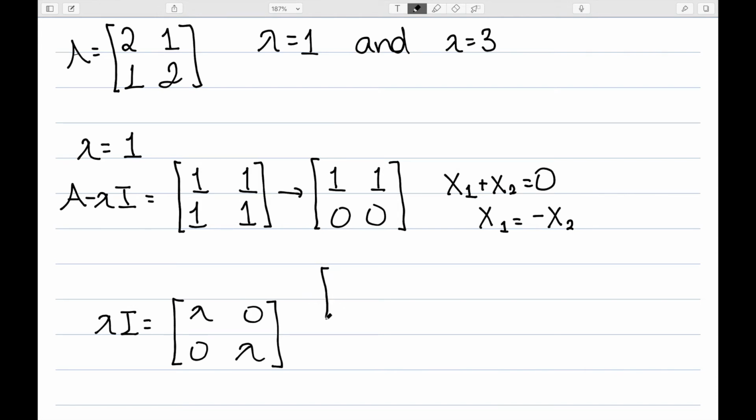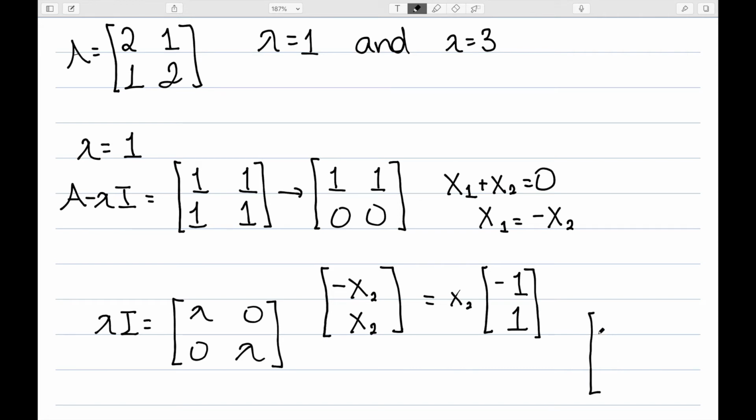When I write my vector, I'm going to write x1 and its equation. x2 is a free variable, so I'm just going to write an x2. Factoring out an x2, I get negative 1, 1. So my eigenvector for this particular problem will be negative 1, 1. So this is the eigenvector corresponding to the eigenvalue of 1.